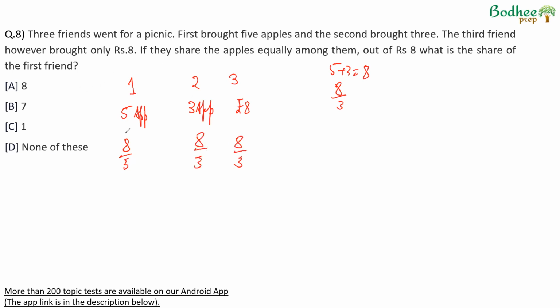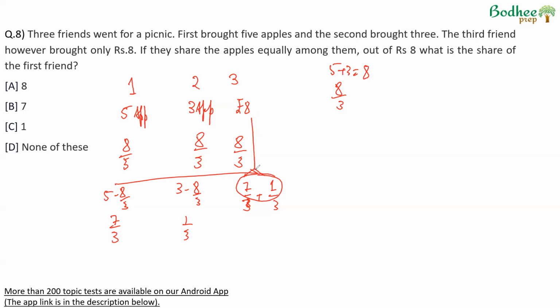What is the share of the first friend? Now, what happens is the first friend will give away 5 minus 8 by 3, which is 7 by 3 apple to the third friend, because he needs only 8 by 3 of an apple, he has 5. The second friend will give away 3 minus 8 by 3, that is 1 by 3 apple to the third friend. So for the third friend, 7 by 3 comes from the first friend, 1 by 3 comes from the second friend. So the money that he has, he will divide it proportionally between the two friends.